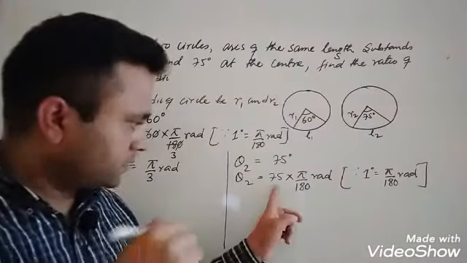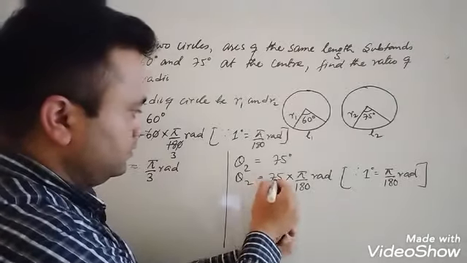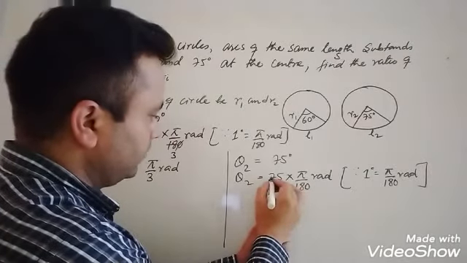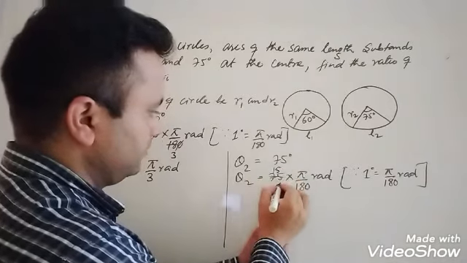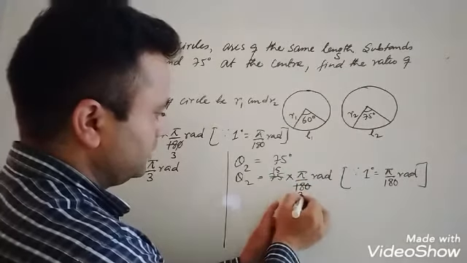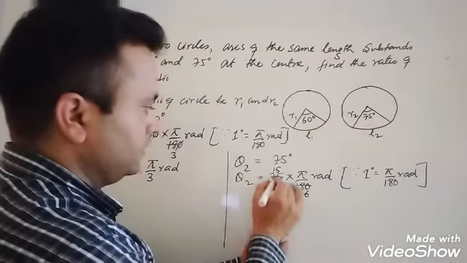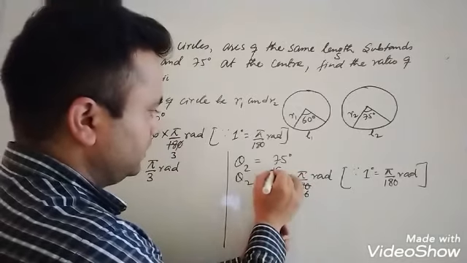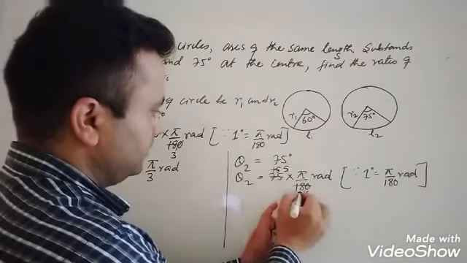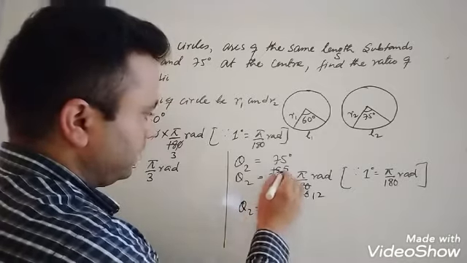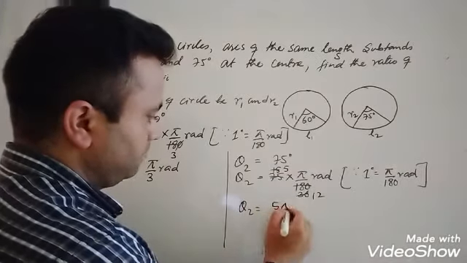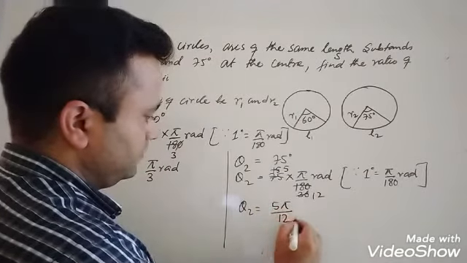Okay, now cut. It can cut with 5. So 5 into 15 is 75, and 5 into 36 is 180. Again by 3: 3 5s are 15, 3 12s are 36. So theta 2 equals 5 pi by 12 radian.